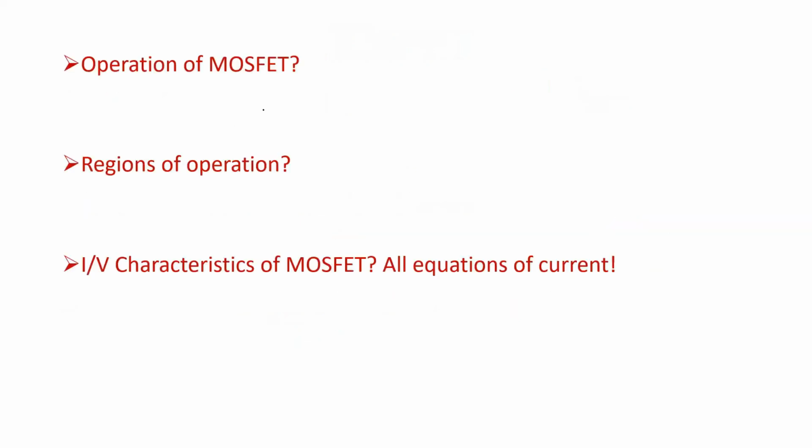So, operation of MOSFET. You all know the operation of MOSFET. And the reason for the operation: if I talk about the operation, then we talk about the gate voltage. When we apply the gate voltage, we form the channel. And once we form the channel, we apply the drain to source voltage for current flow.